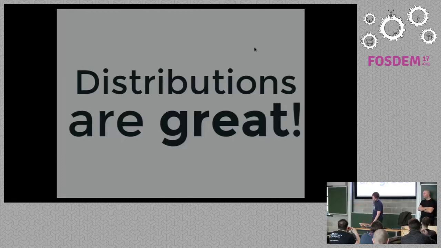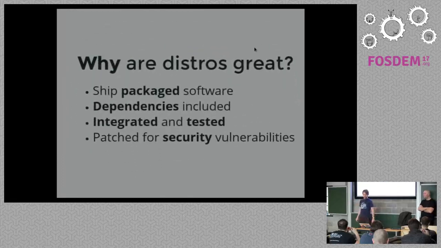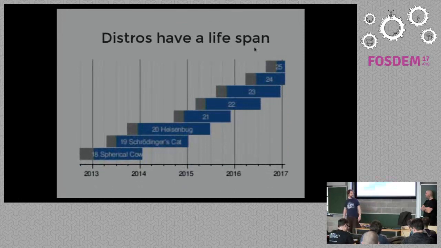They ship packaged software, which means it's pretty easy to install. They also ship dependencies and everything else with it, so it just works. They integrate it and test it, so nothing breaks. And an important thing, it's also patched for security vulnerabilities. For example, if you are a developer developing your application which is included in the distribution, you might not have much time to patch security holes, so distributions can do it for you. And distros have a lifespan, which basically means they're released at some point and die at some point.